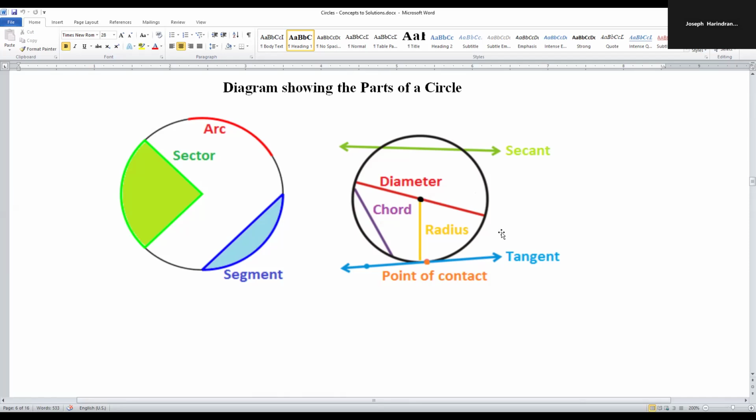And in the figure on the right, we have the secant, the diameter, which passes through the center, the radius, and the point of contact of the tangent. This is a tangent here and the point of contact. And the chord is also there. So these are different parts of the circle.